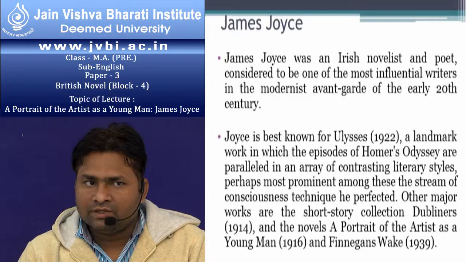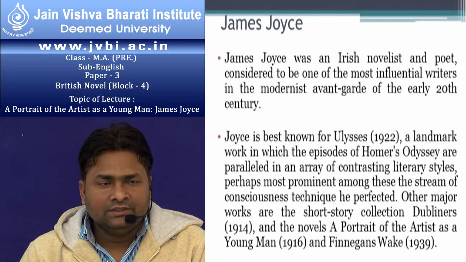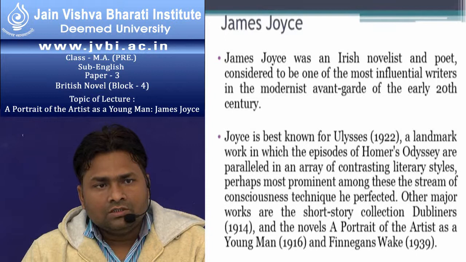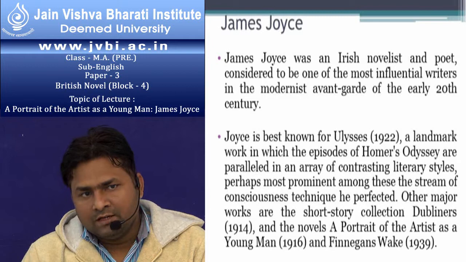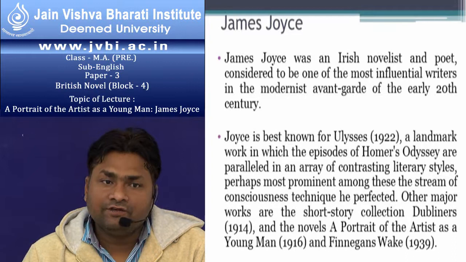Joyce is best known for Ulysses, published in 1922 and considered a landmark work, in which the episodes of Homer's Odyssey are paralleled in an array of contrasting literary styles. Perhaps most prominent among these is the stream of consciousness technique he perfected. So, as you know, Ulysses, one of the most important works by James Joyce, offers the technique of stream of consciousness, which is the special feature of James Joyce.